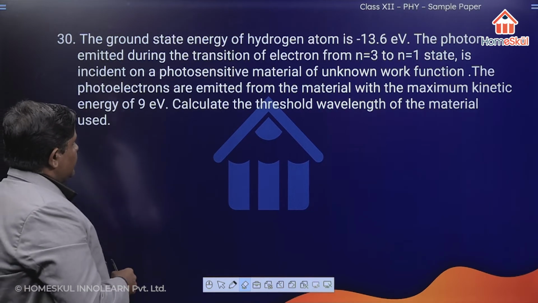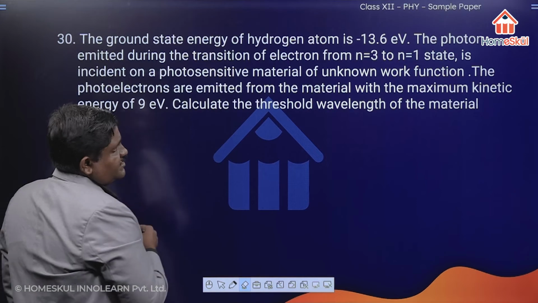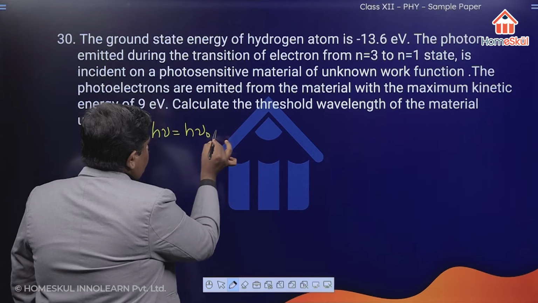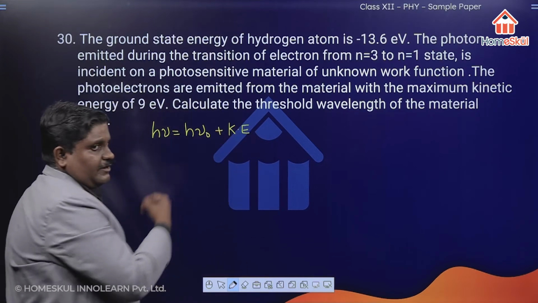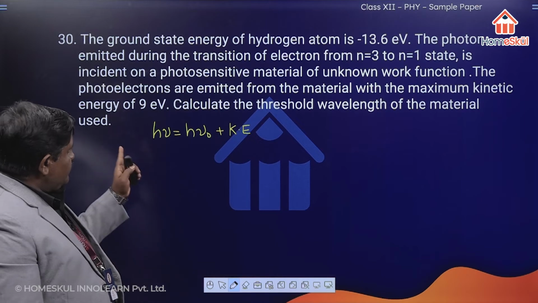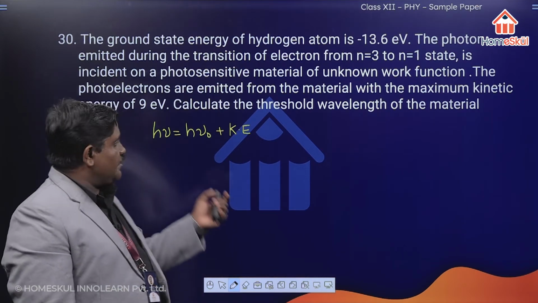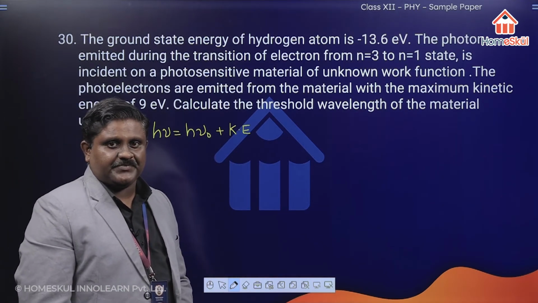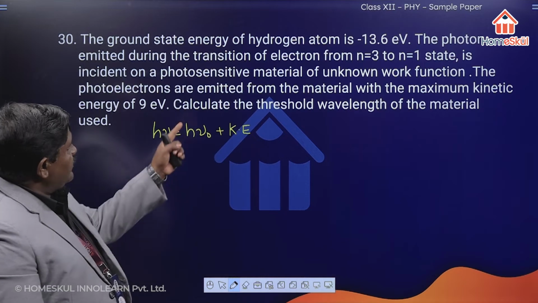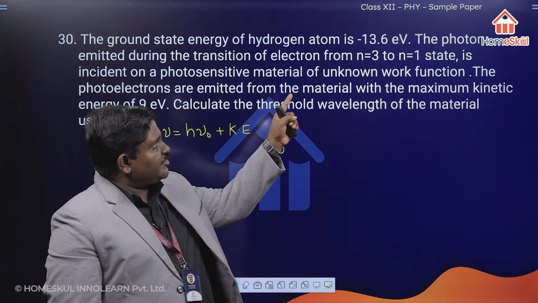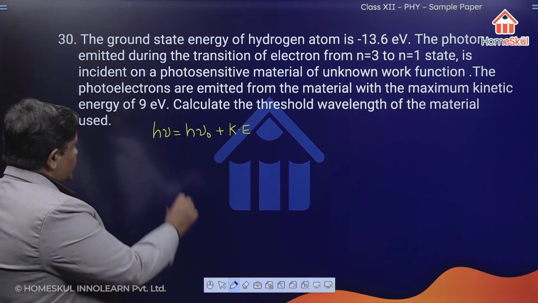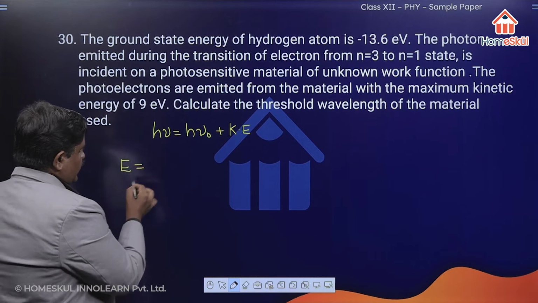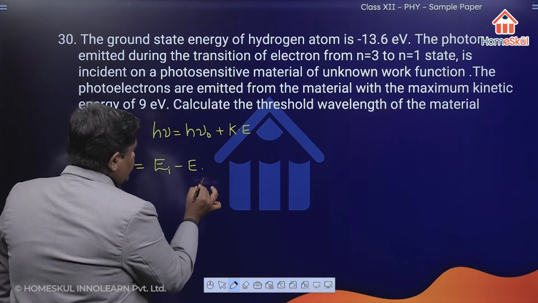Here we are going to use Einstein's photoelectric equation, that is h nu equal to h nu 0 plus KE. From this equation, first we have to calculate h nu, and after that we calculate h nu 0. For calculating h nu, we are given the transition of the electron from n equal to 3 to n equal to 1. For that, we have the equation according to Bohr's third postulate, E equal to Ei minus Ef.